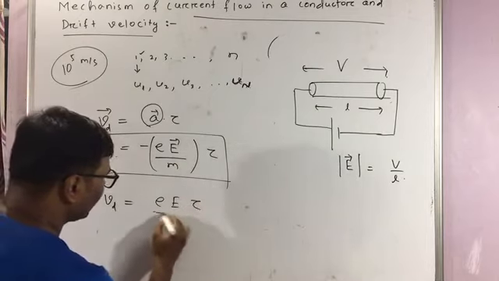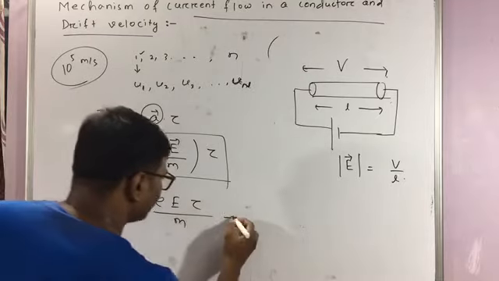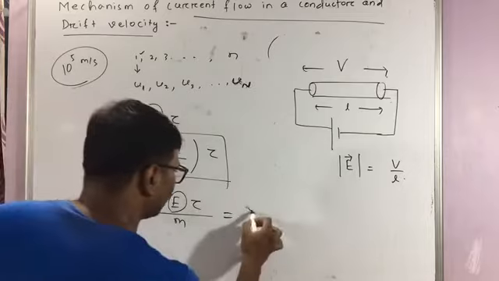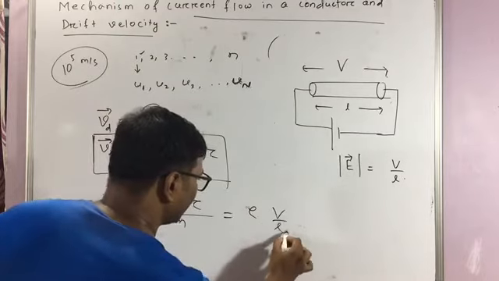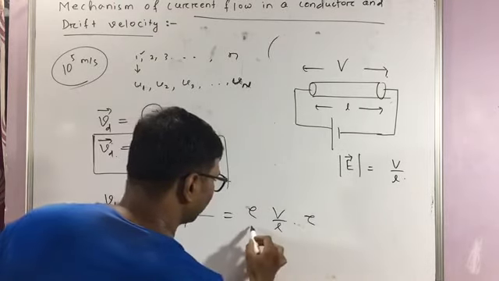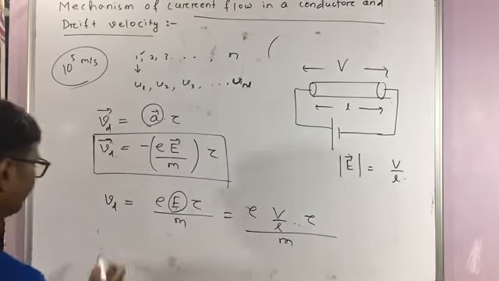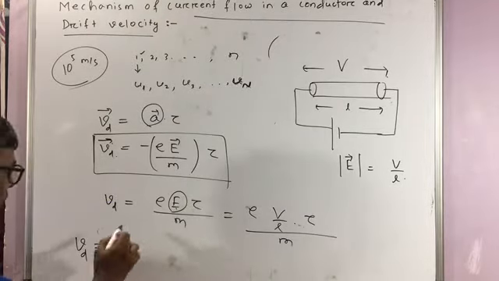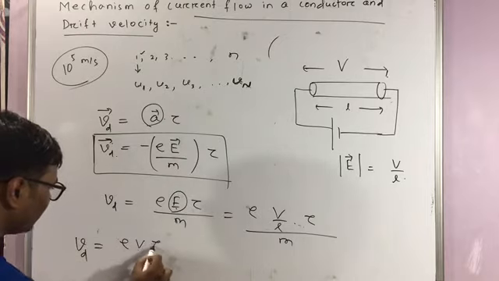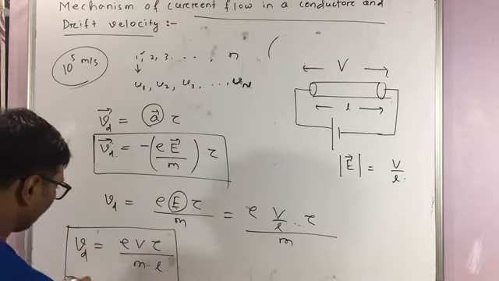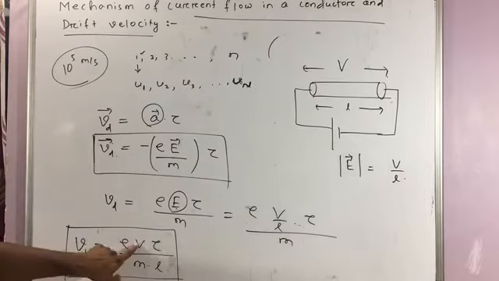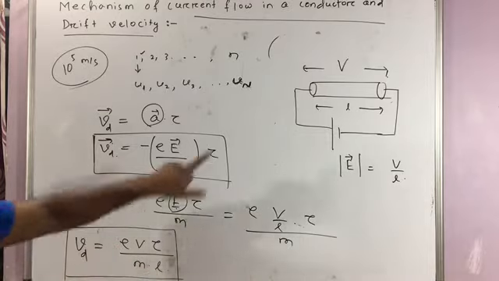Vd simply becomes E tau by m. Instead of the electric field E, the mod will be V by L into tau divided by m, and your final answer would be Vd is equal to eV tau by mL. Got? So this is the formula for the drift velocity in terms of your potential difference and average relaxation time. Here m is the mass of an electron, e the charge on an electron, and L the length of the conductor.